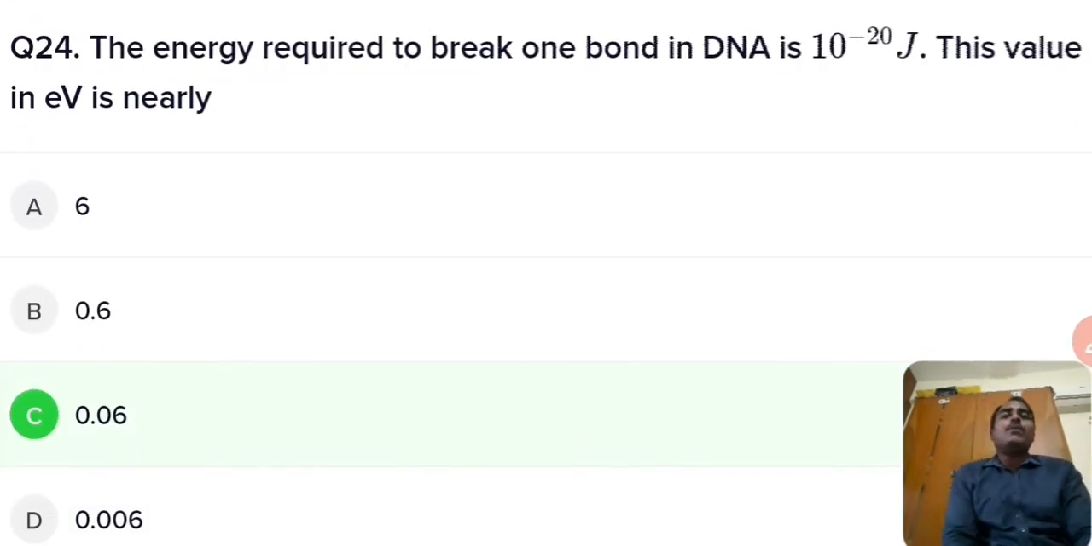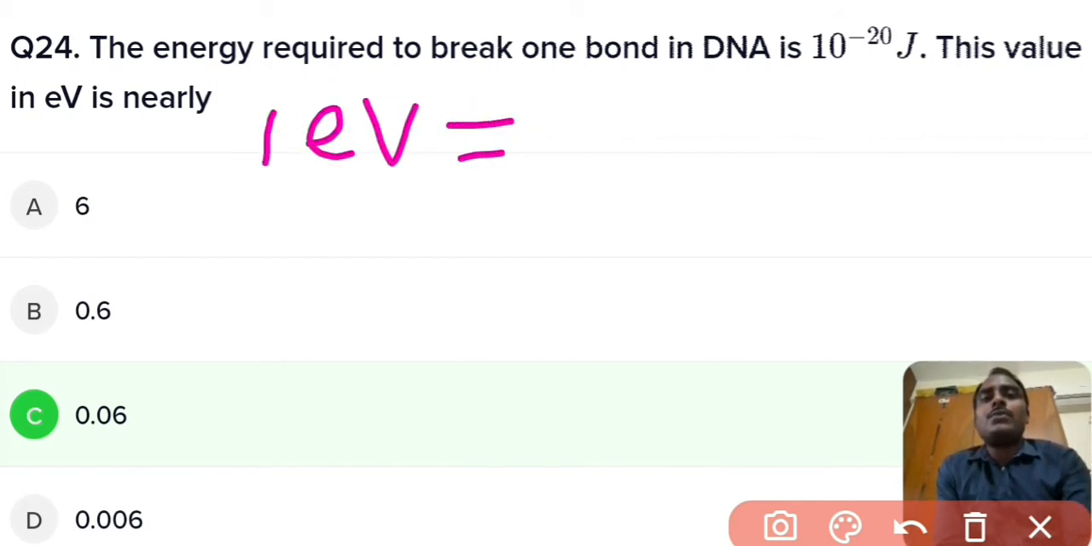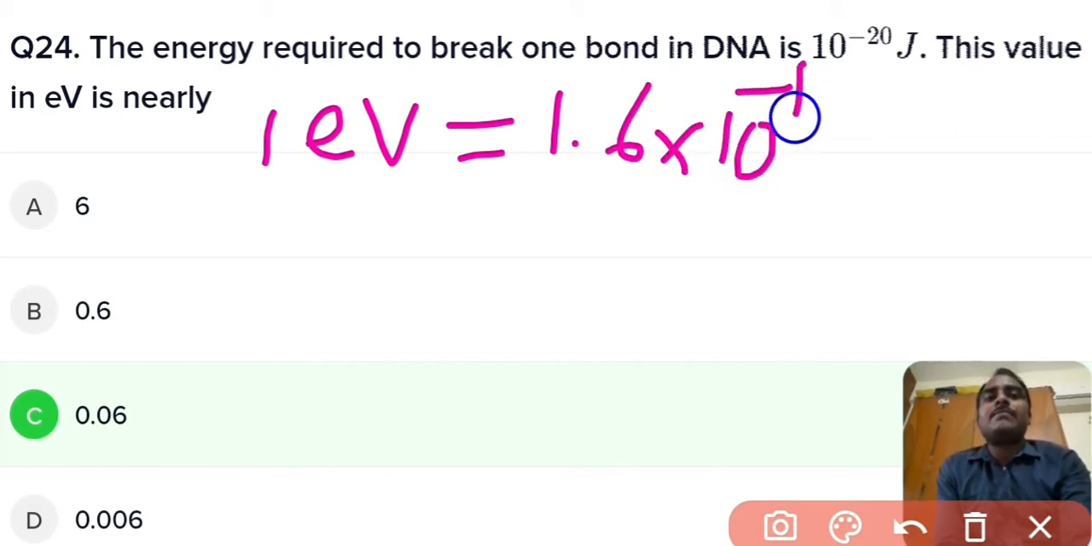Next, question number 24. The energy required to break one bond in DNA is 10 power minus 20 joules. This value in electron volt is nearly. So they have given energy in joules, they are asking in electron volt. So it is a very simple conversion. 1 electron volt is equal to 1.6 into 10 power minus 19 joules.